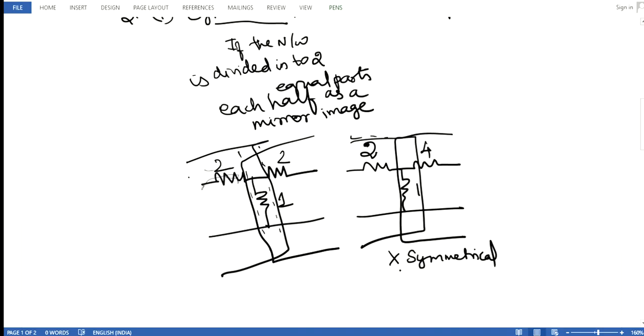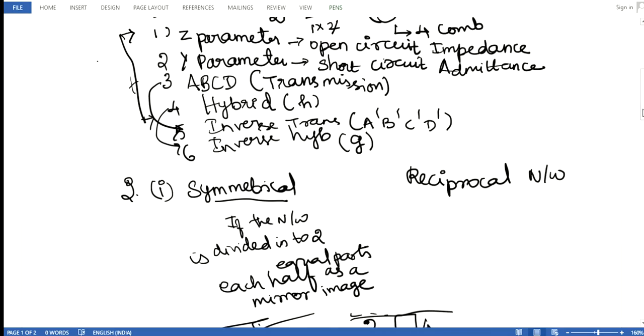So let it be asymmetrical. Okay. Then coming to the second 2 marks. The second 2 marks is a reciprocal network.